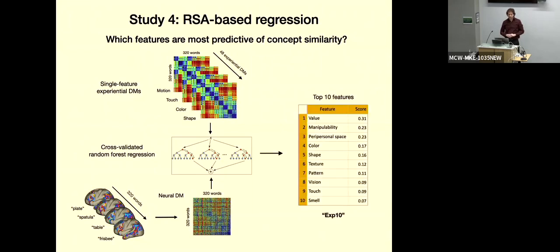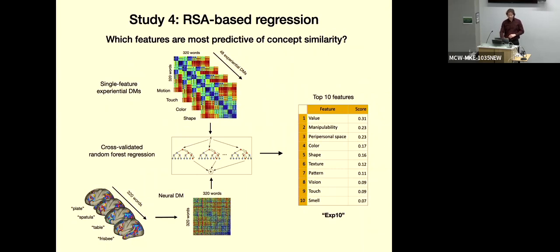And that's what we found. When we ranked all the 48 features according to this model, these are the top 10 features: value, how important something is, manipulability, personal space, whether it's something that is typically next to you as opposed to something that is distant, color, shape, texture, pattern, vision, touch, and smell. These were the top 10 in this order.